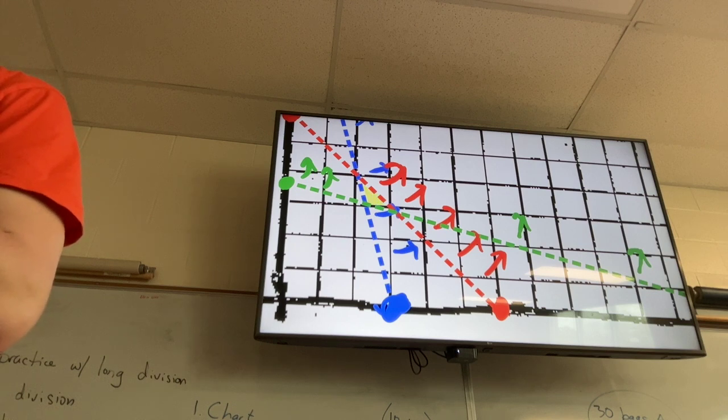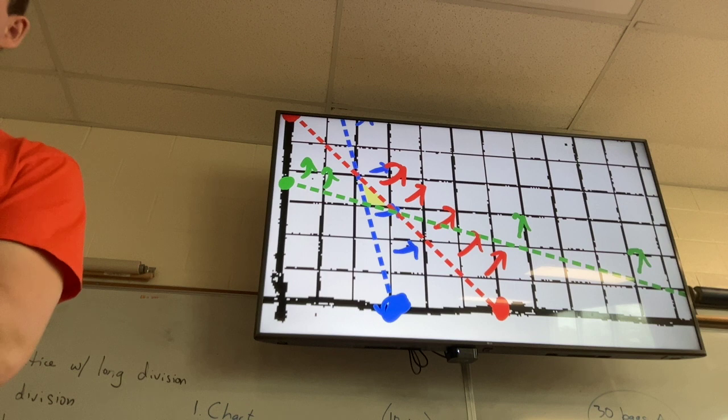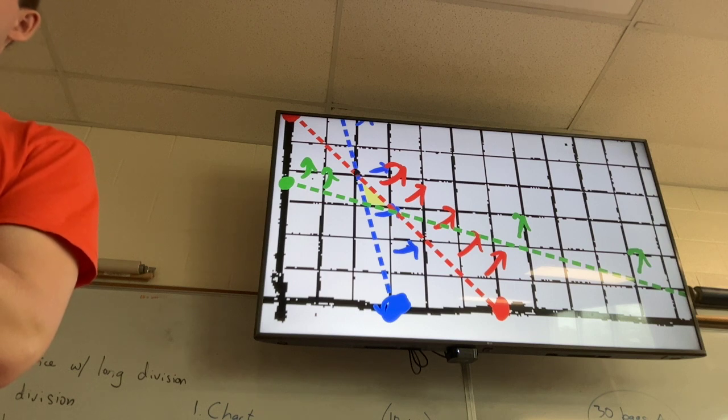So then what are my three possible solutions going to be? Where are they going to be? I check what? The vertices of that triangle, okay?